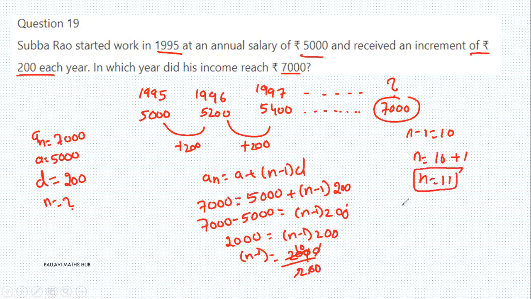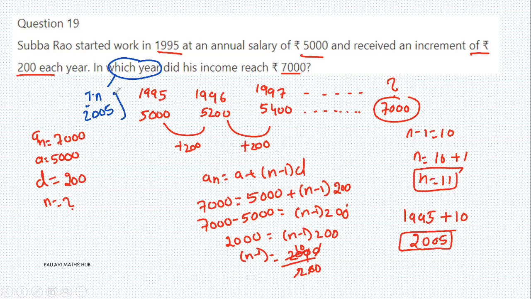N is equal to 11 years. So in 1995 he is receiving 5,000. So 1995 plus 10 years will become 2005. So in 2005, his annual salary will become 7,000 rupees. So what is the answer? Which year? Sorry, in 2005, his annual salary will become 7,000 rupees.